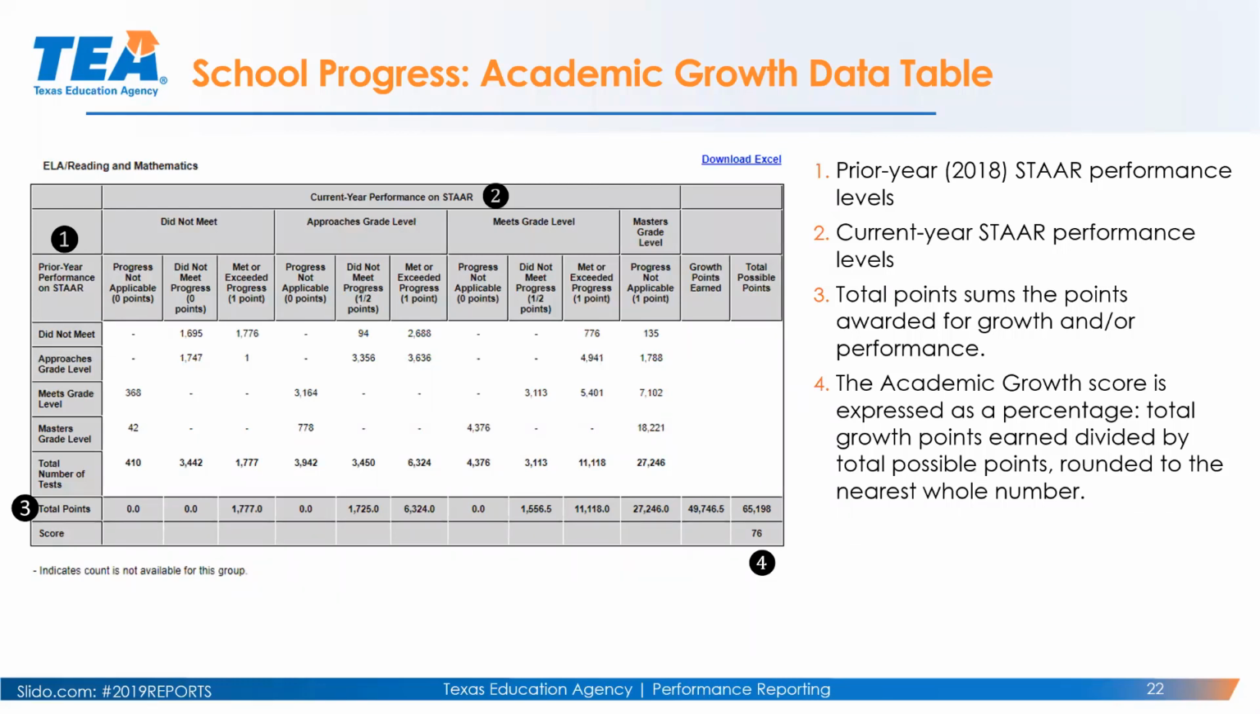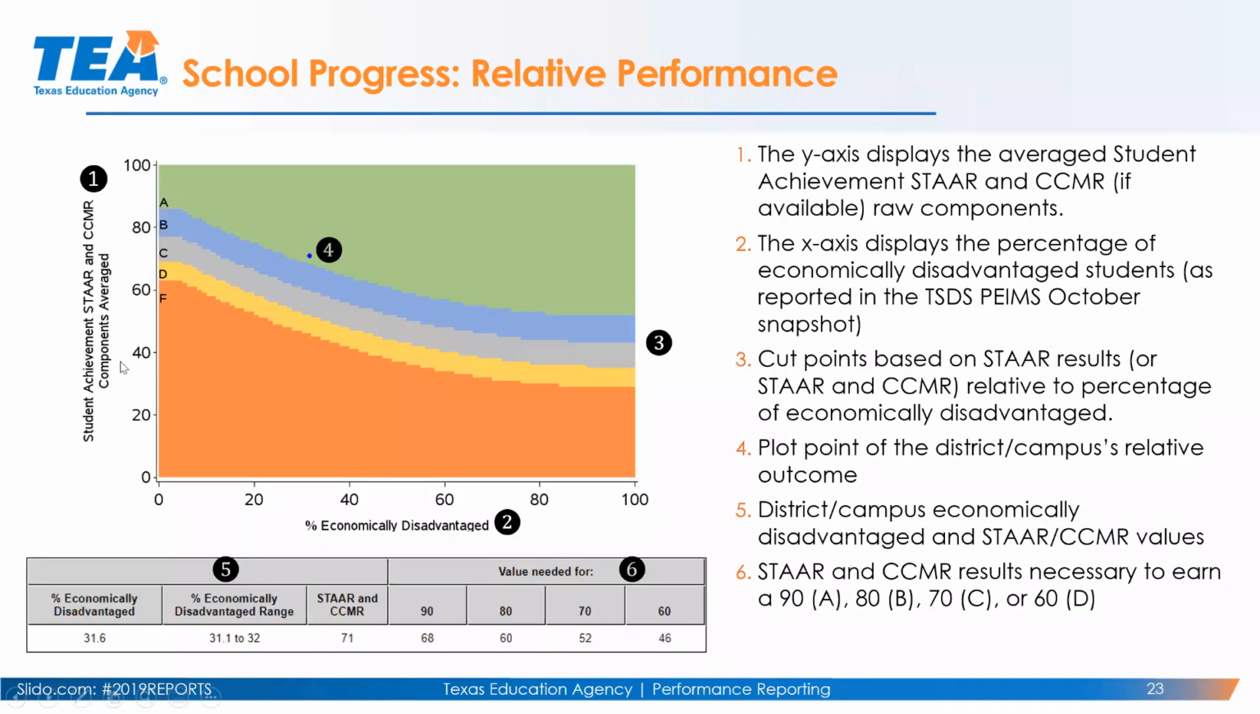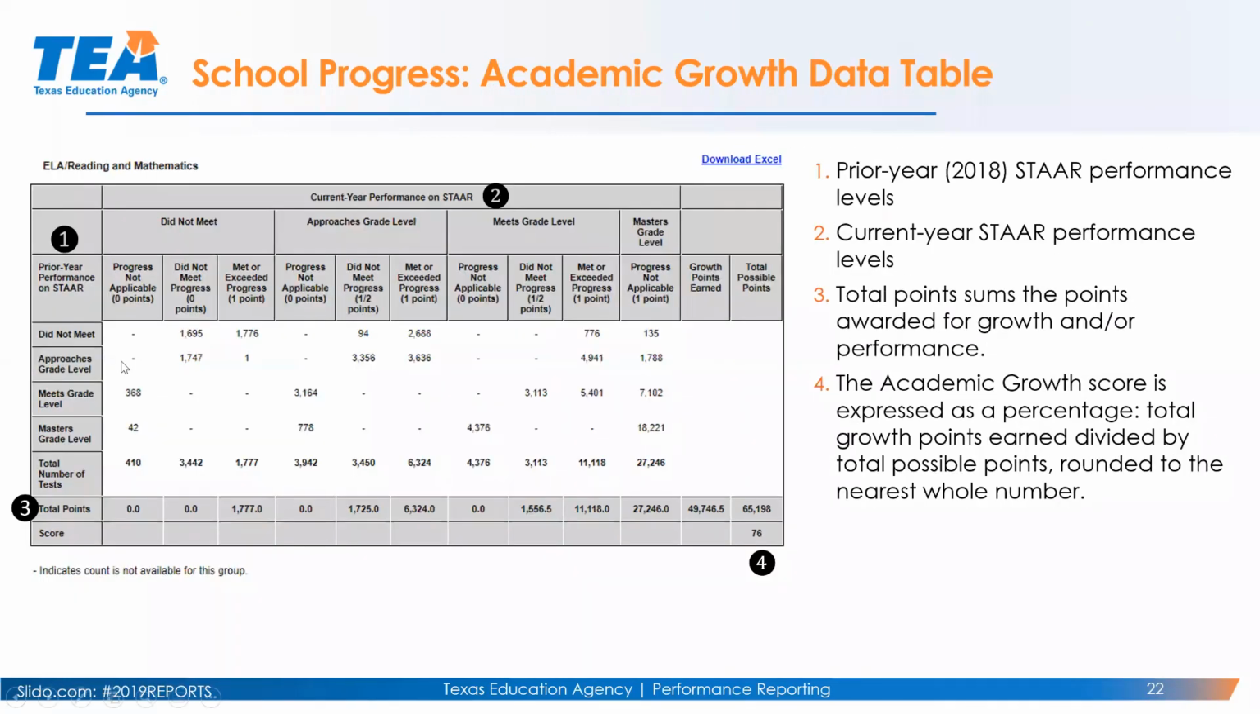So on this data table, we're looking at ELA reading and math summed together for growth. So this data table, one on the left-hand side, has prior year STAR performance levels. The STAR performance levels are did not meet, approaches, meets, and masters. At the top on section 2, I have the current year STAR performance levels. Did not meet, approaches, meets, and masters.